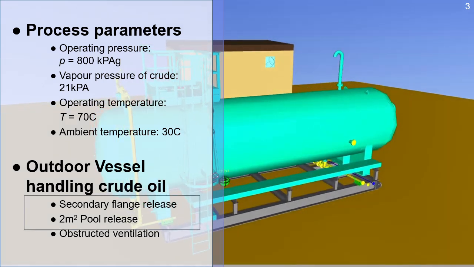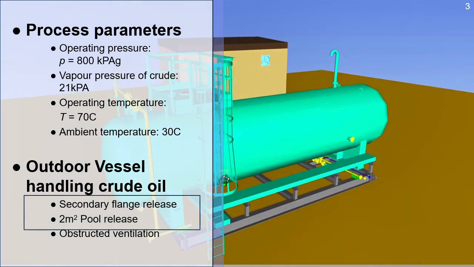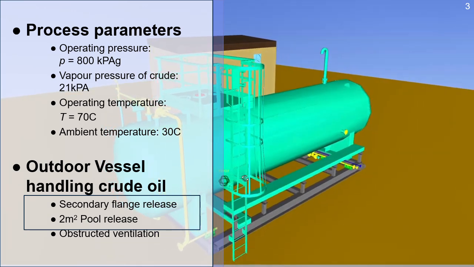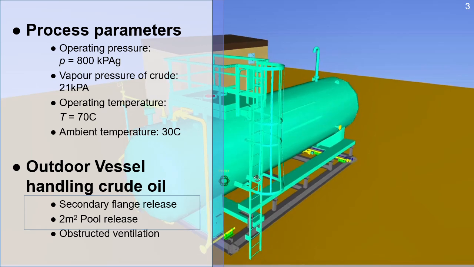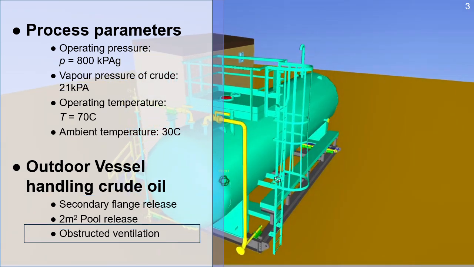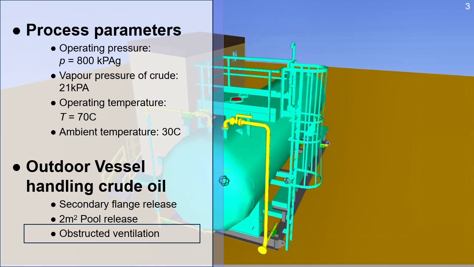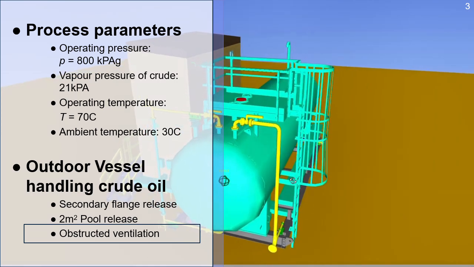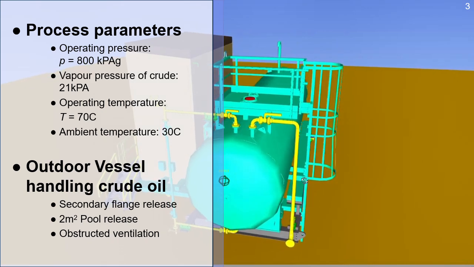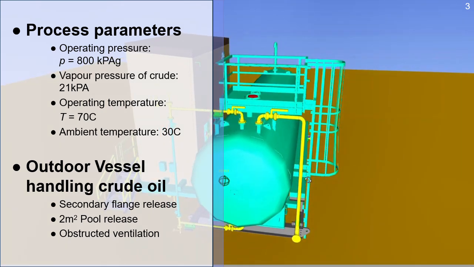A crude release would be quickly identified, and it is estimated that the size of the pool released would be less than 2 meters squared. The area is obstructed by the building, and this may compromise the level of ventilation in the area. We should also note that the vessel incorporates a PSV on top of the vessel.